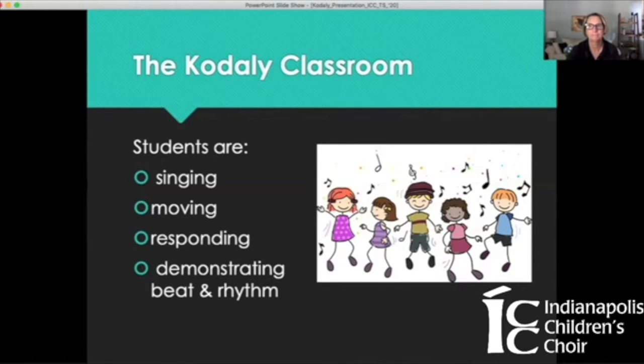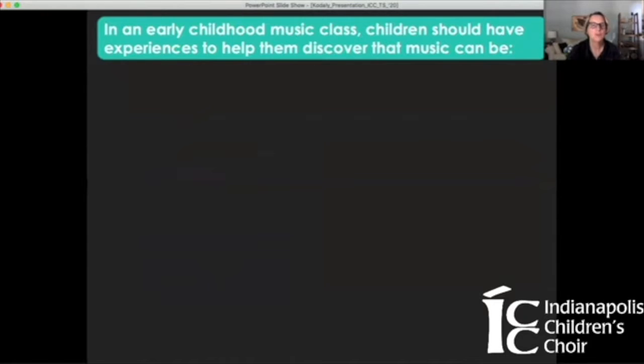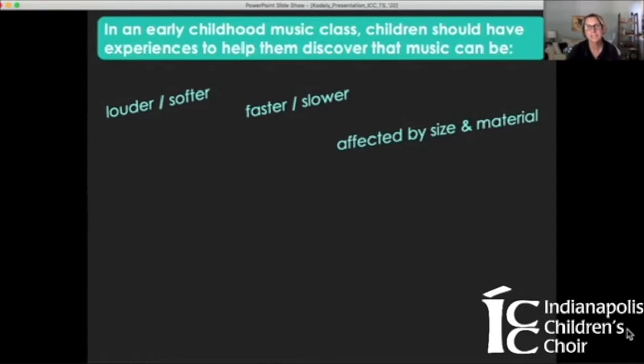In an early childhood music class, children should have the experience to help them to discover that music can be louder or softer, or principles of dynamics. Music can be faster or slower, principles of tempo. The size and material of the sound can affect the quality of the sound produced, or principles of timbre. Sounds can be longer or shorter, principles of rhythm.